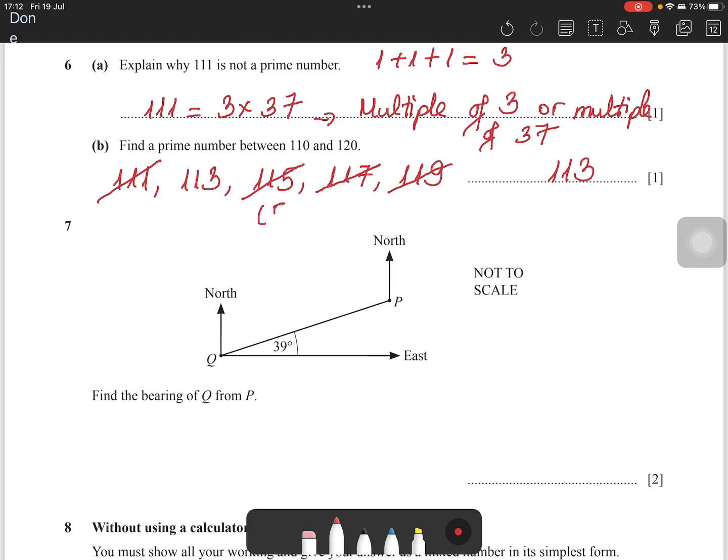I'll write down the number they are divisible by. This is divisible by 9, this is divisible by 7, and this is divisible by 3.